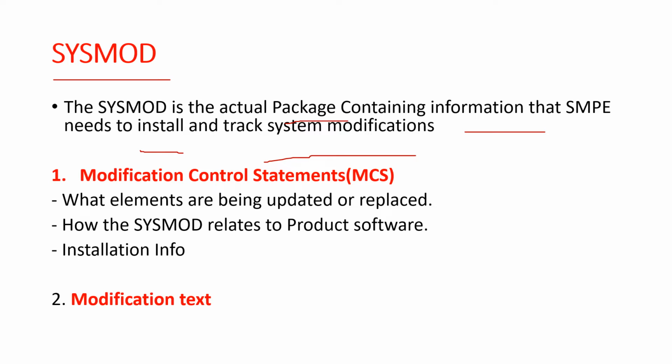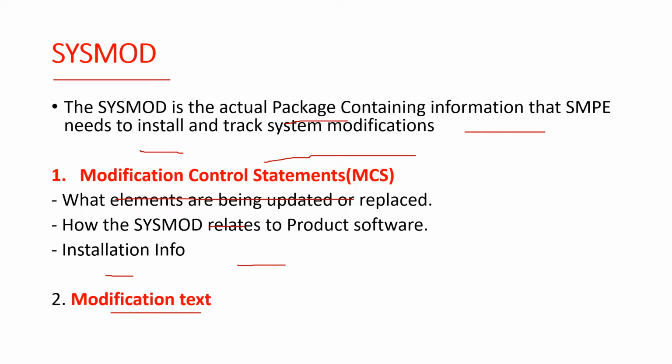So there are two parts. First one is the modification control statement, that means MCS. It is designated by the first two characters, and it tells the SMP what elements are being updated or replaced, how the SysMod relates to product software and other SysMods, and also other specifications like installation information. Next part is the modification text.